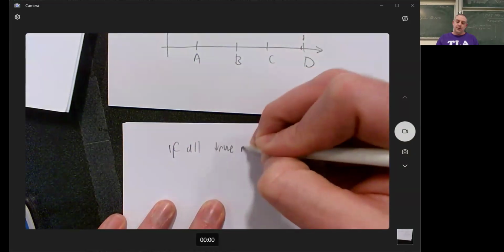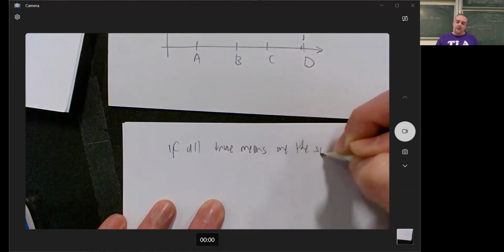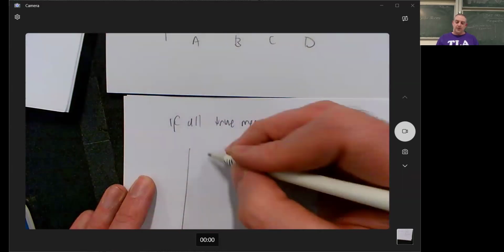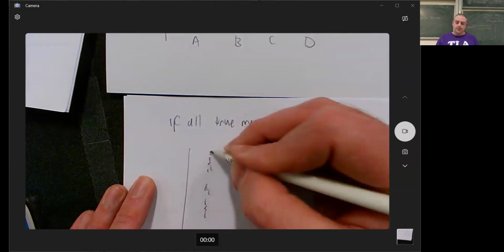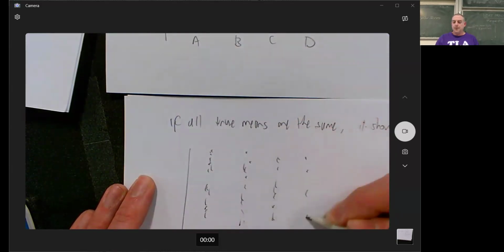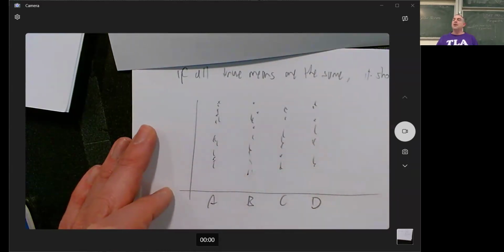If all the true means are the same, it should be something more like this. Right, that's what we would have expected to happen. That's what it should be.